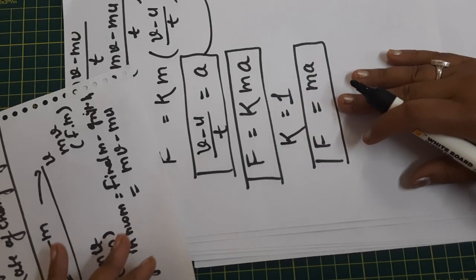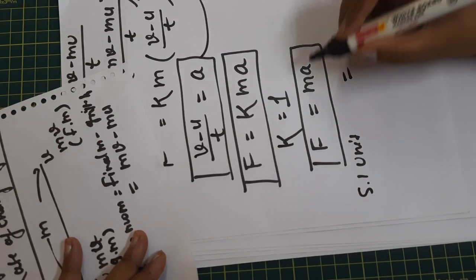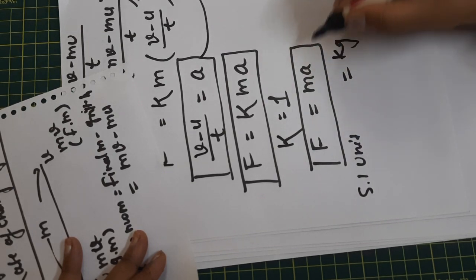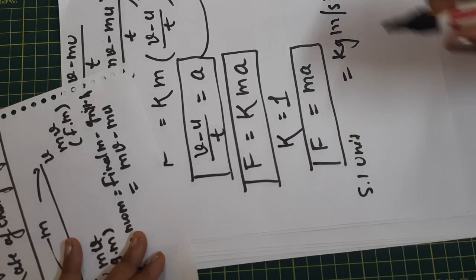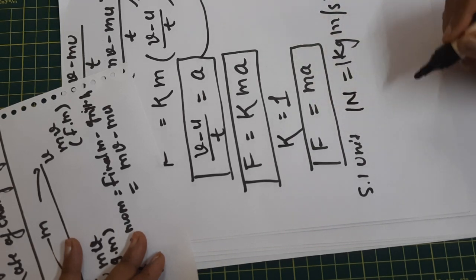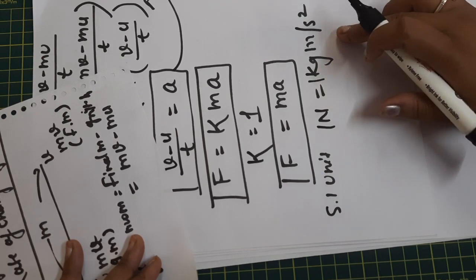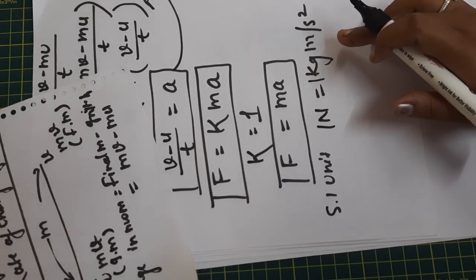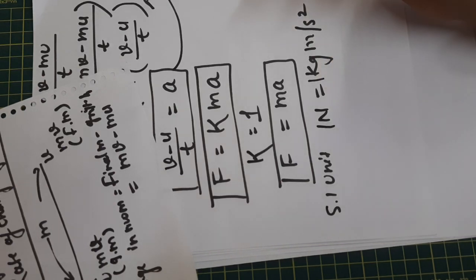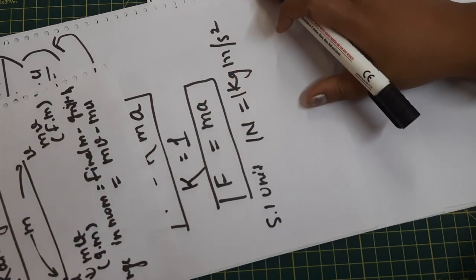Now we will just calculate the SI unit. When we calculate the SI unit, for mass it will be kg, for acceleration it will be meter per second square, and this multiplication, 1 kg meter per second square, will give us the value of 1 Newton. So 1 Newton equals 1 kg meter per second square, and this will be the SI unit for force. So this is all about the second law of motion.